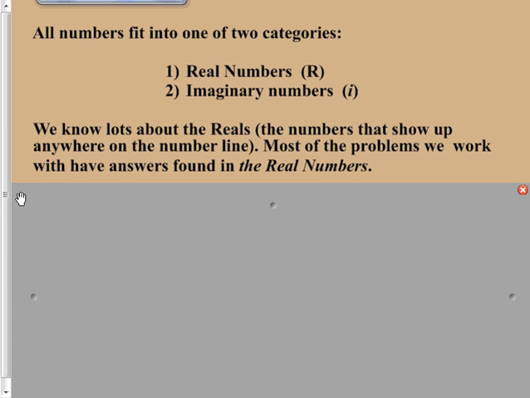Okay, so we know a lot about the real numbers. These are the numbers that show up anywhere on the number line. And that's not to say that these are only the values that get labeled on the number line or anything like that. Real numbers are whole numbers, they are decimal points, they are fractions, they are positive, they are negative, they are zero. Okay, anything that can be pinpointed anywhere on our standard number line, those are the real numbers. So the vast majority of the problems that we work with have answers found in the real numbers.